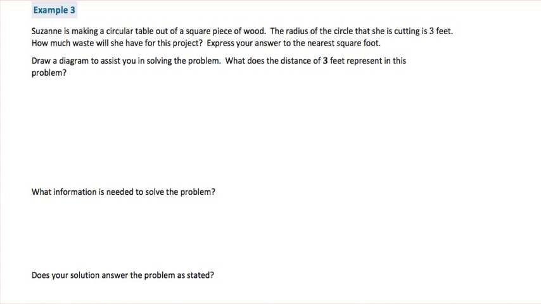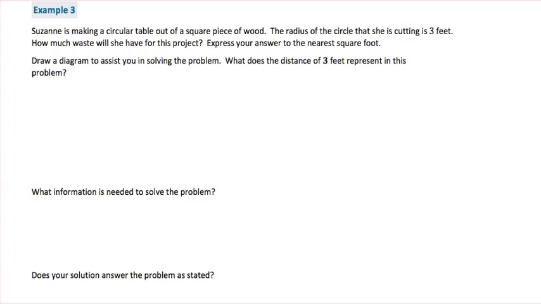In example 3, Suzanne is making a circular table out of a square piece of wood. The radius of the circle that she is cutting is 3 feet. We want to know how much waste she will have for this project, and we'll need to express our answer to the nearest square foot.